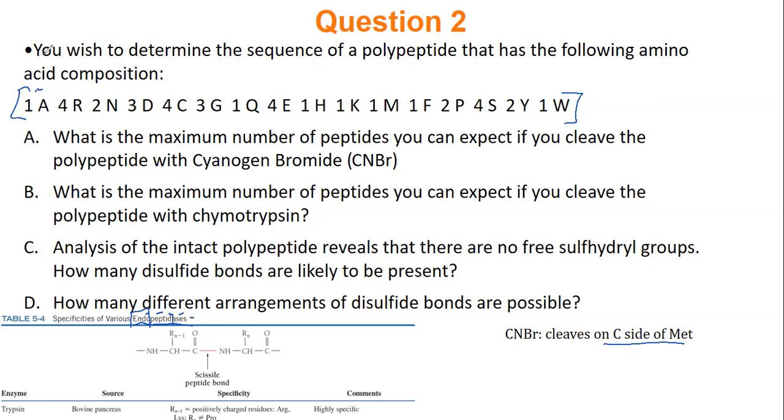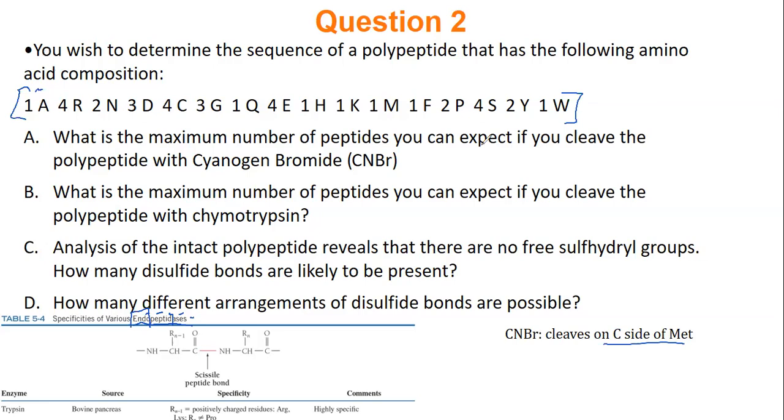So I have a 4. What else do people think? We got a 2, we got a 2. What else do people think? 2. If you cut at the end, there's 2 pieces.